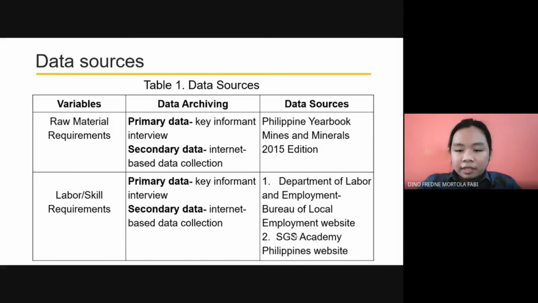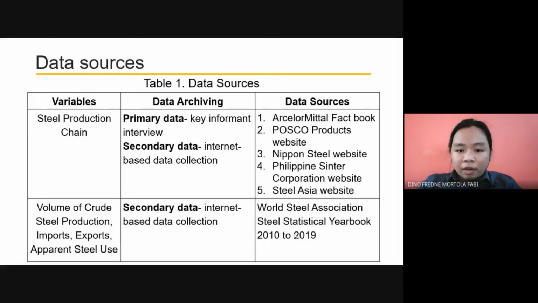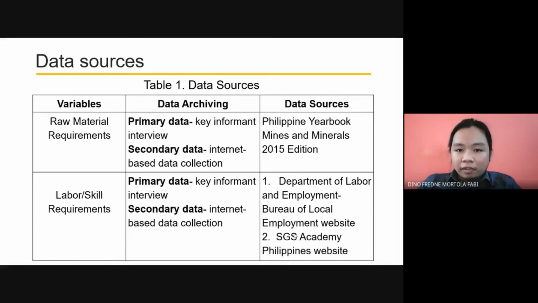The secondary data sources for collecting data on raw material requirements, labor and skills requirements, steel production chain, the volume of crude steel production, imports, exports, and apparent steel use are from World Steel Association Statistical Yearbook from year 2010 to 2019, ArcelorMittal Factbook from the ArcelorMittal website, POSCO Products website, Nippon Steel website, Philippine Center Corporation website, Steel Asia website, Department of Labor and Employment, Bureau of Local Employment website, SGS Academy Philippines, and Philippine Yearbook Mines and Minerals 2015 edition from the Philippine Statistics Authority website.